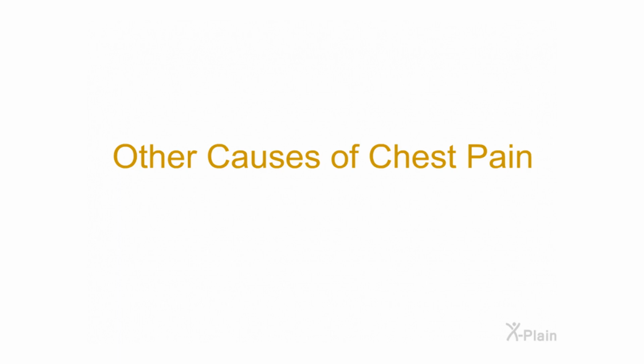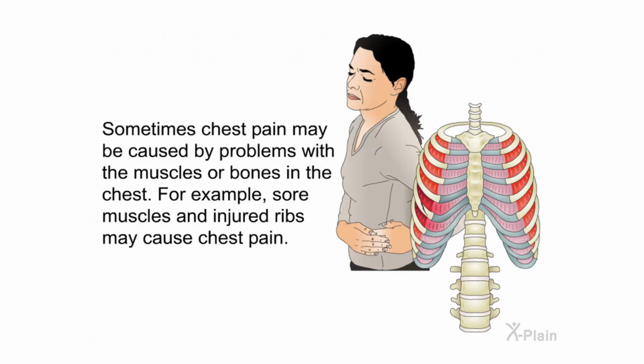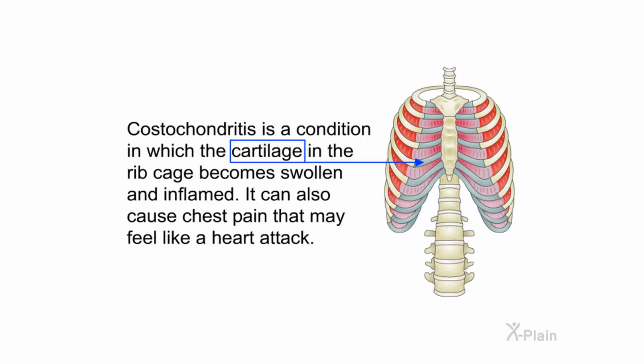Other causes of chest pain. Sometimes chest pain may be caused by problems with the muscles or bones in the chest. For example, sore muscles and injured ribs may cause chest pain. Costochondritis is a condition in which the cartilage in the rib cage becomes swollen and inflamed. It can also cause chest pain that may feel like a heart attack.